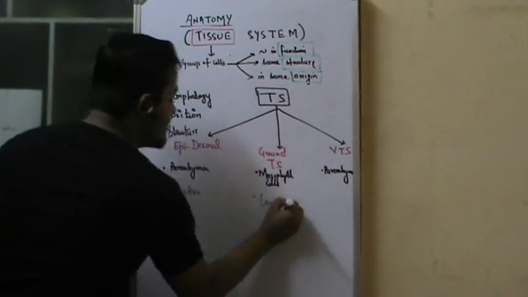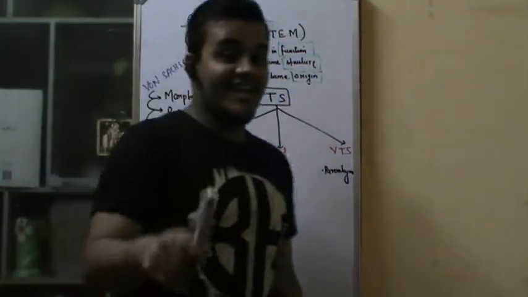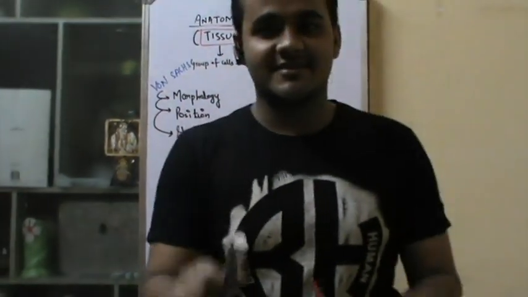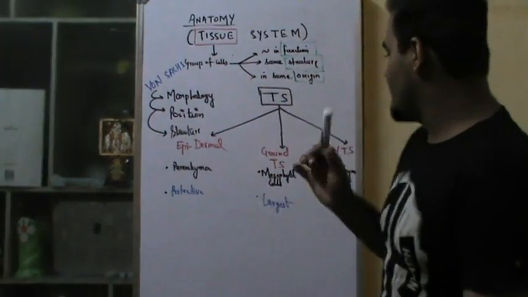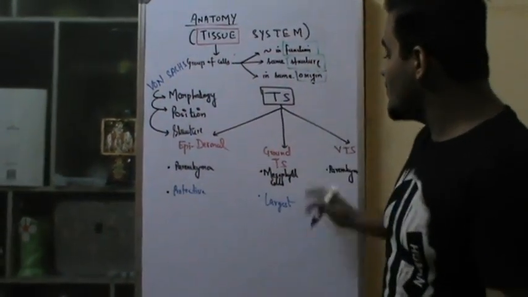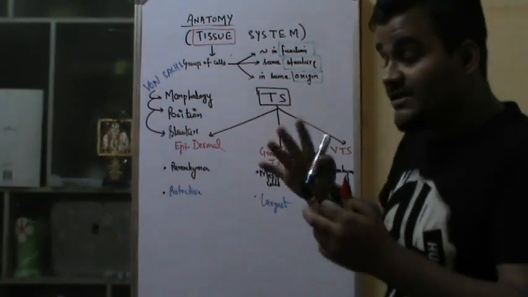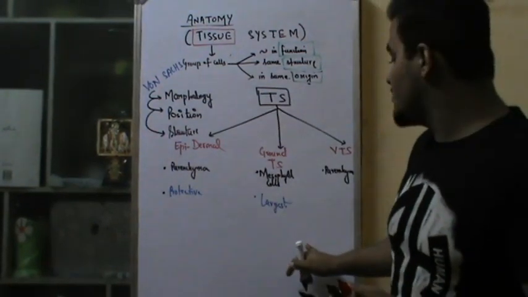Which question came in the exam? Does anyone remember? AIIMS 2019, 25 May, I guess, Shift 2, which I saw in the paper. The ground tissue system is something which is the largest tissue system. It is something which we call the largest tissue system.